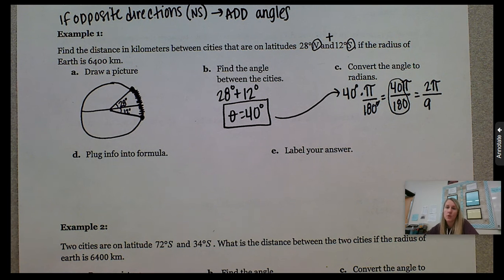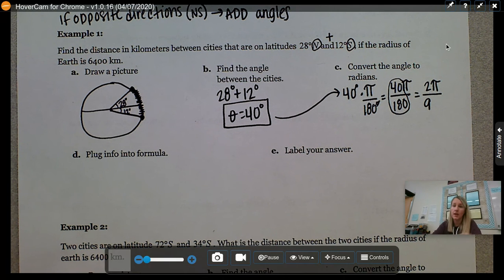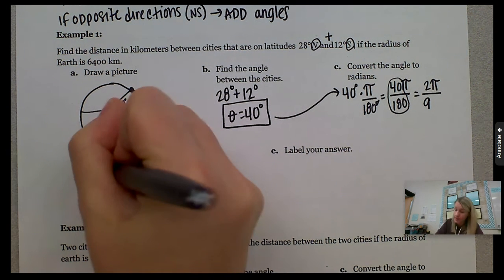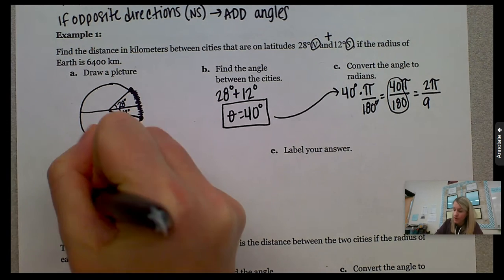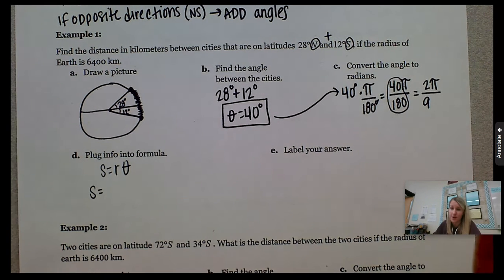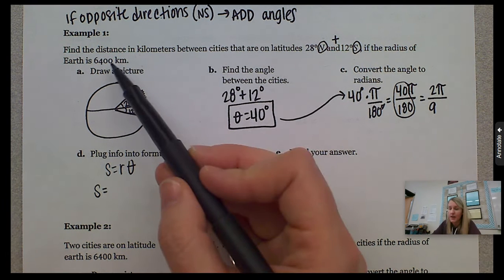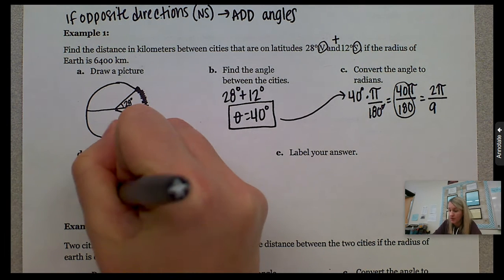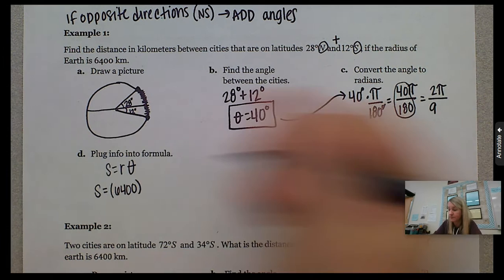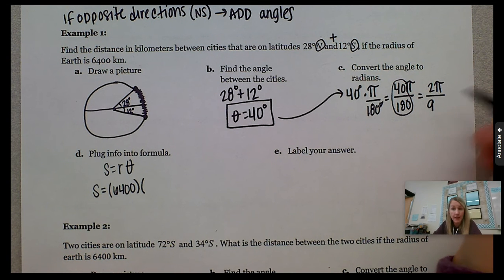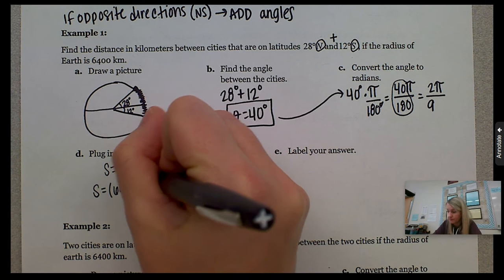Okay. So we have what we need now because we have our angle in radians. We have the radius because it was given to us, so that's all we need. So I'm going to plug into my formula S equals R theta. When I plug in R, for every single problem here, it's going to be the same. The Earth's size doesn't change. The radius of the Earth is 6,400 kilometers, so 6,400. And then our theta is our radian from up here, so that's 2 pi over 9.